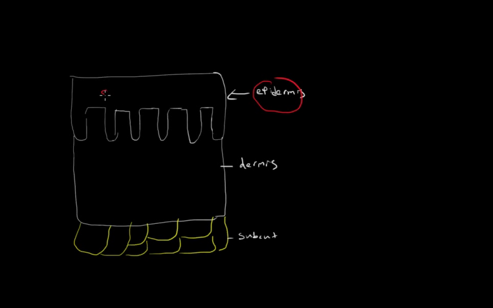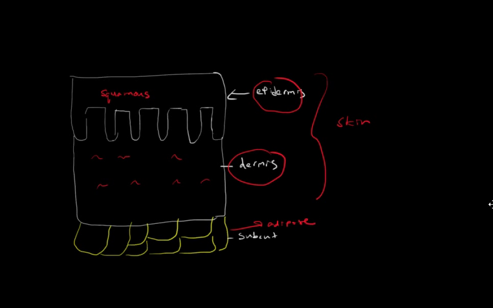Your squamous epithelium that lines the skin is known as your epidermis. Underneath that is a layer of connective tissue that's known as the dermis. The epidermis and dermis together make up the skin. Underneath that is a layer of adipose tissue that's known as the subcutis.